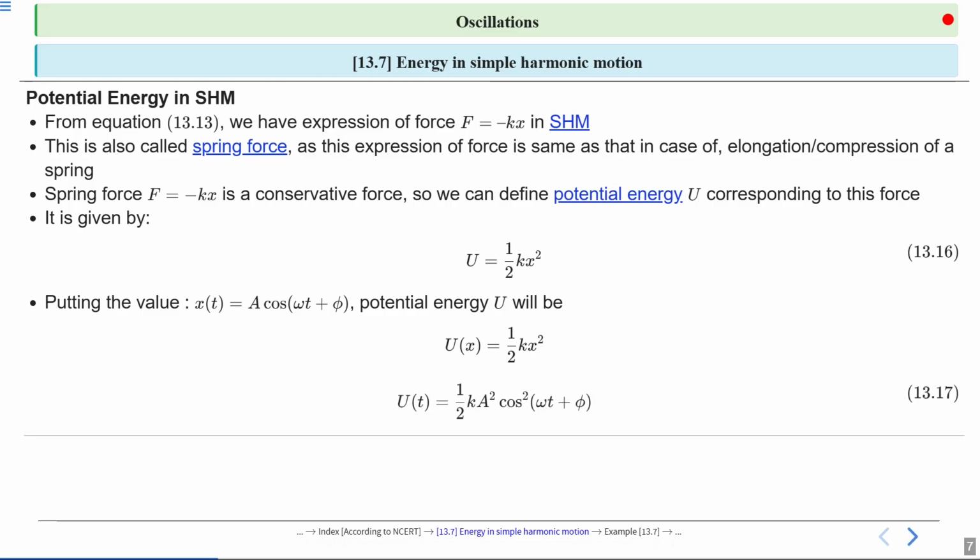So substituting the full expression for x of t, we get U of t is equal to 1/2 kA squared cos squared(omega t plus phi). This shows us the potential energy varies with time as the object oscillates. The energy oscillates between 0 and its maximum value as the object moves back and forth.